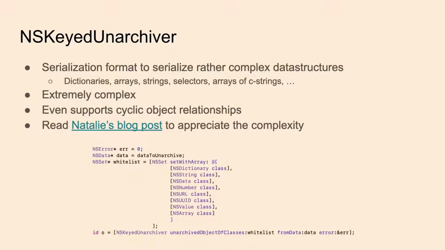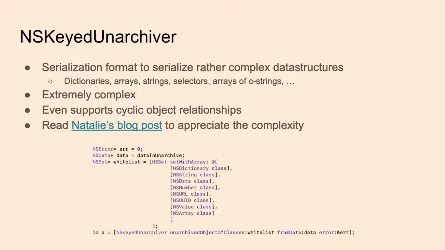Yeah, so I said it's quite complex. It even supports things like cyclic references, so you can send an object graph where A points to B and B points back to A, for whatever reason you might want that. Natalie wrote a great blog post where she describes this in more detail. What I have here is just an example for the API, how you use it.